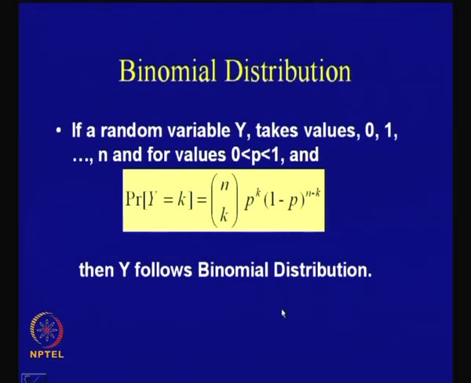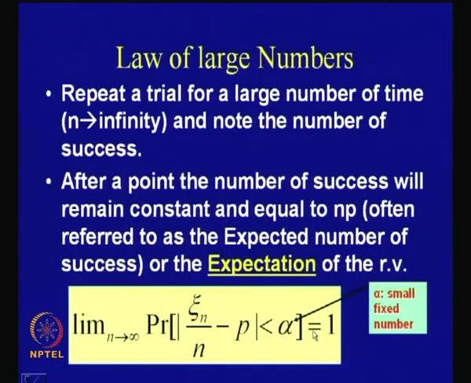And then we talk about something which is called the law of large numbers, very useful. It says that if we repeat a trial a large number of times, where n tends to infinity, and we note the number of successes, then after a point the number of successes will remain a constant and will be computed by something called the expectation. The expectation is nothing but the number of times you are repeating the experiment multiplied by the probability of success, where p is the probability of success. This is often referred to as the expectation of the random variable.